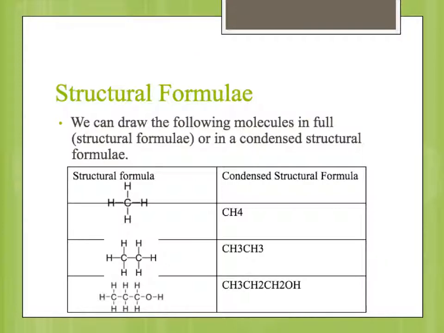A structural formula shows the entire arrangement of all of the atoms in space. Now we can either do it in full, like this one here, or we can do it in condensed, like this one here. Notice how every carbon atom in all of my examples has 4 different bonds attached to it. Okay, carbon must have 4 different bonds, or else it is not happy. It's not in a stable state.